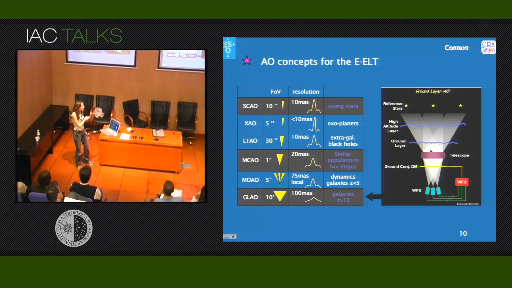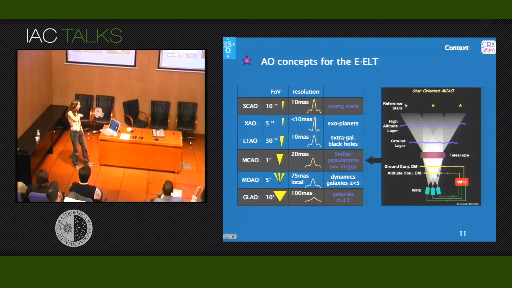From this, if you want to improve the correction, you will try to correct for the ground layer and also high altitude layers. For example, you can do it using one or several deformable mirrors conjugated to other altitudes of turbulence, which is here, in that case, star-oriented MCAO.